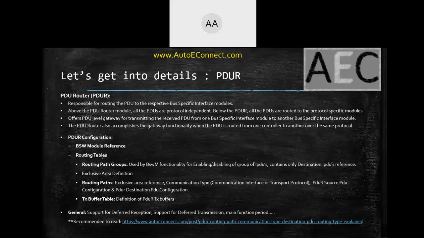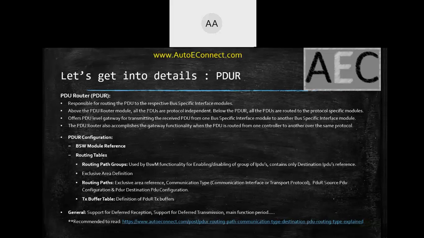In any routing path, like we discussed, we'll have the exclusive area reference. And then we'll have to mention for the respective routing path what the communication type is. Is it a communication interface type or a transport protocol? In case of normal message communication, it will always be the communication interface. And in case of messages like diagnostics over Ethernet, that will be DoIP, or diagnostics over CAN, that will be CAN-TP. So all the routing paths which are specific to diagnostics, or where we are dealing with a data size more than the allowed data size, we will have to configure as a transport protocol.